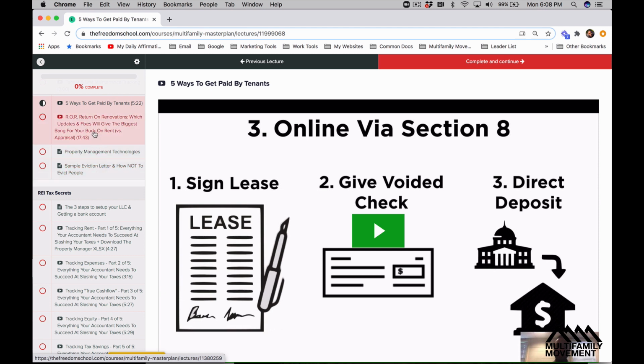And then I'm going to talk to you about renovations and how you actually run the numbers on renovations. Okay, it's called return on renovations. Nobody talks about this, but this is one of the greatest ways that you can actually increase your cash flow on a particular property. I'm going to share with you the property management technologies that I use in addition to the purchaser path deal analyzer.